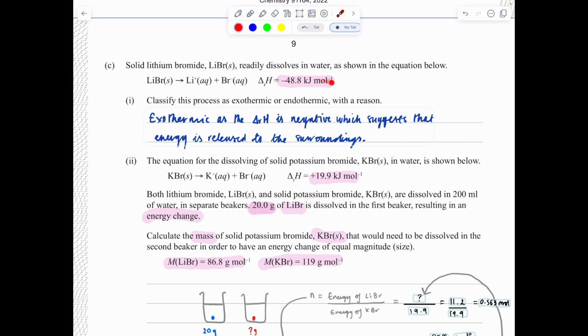Comparatively, we've got lithium bromide over here. What is the bonding enthalpy? What is the delta H, sorry? It is negative. So is it exothermic or endothermic? It is exothermic. So because it's exothermic, it's releasing heat into the surroundings.